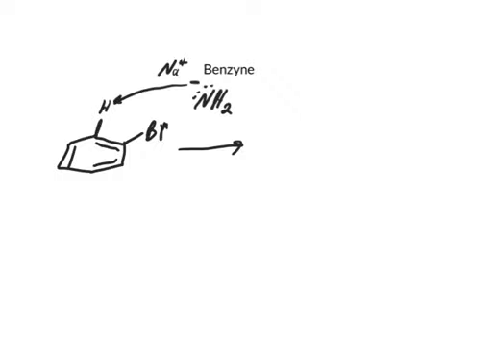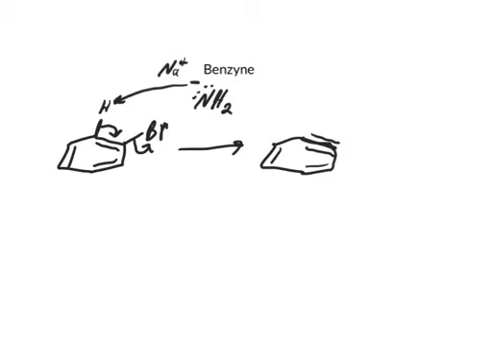What happens is we wind up doing this elimination of HBr to give the benzyne intermediate. So now you're looking at this and saying that's a triple bond in an aromatic ring that looks really funky, that looks really strained. It's really not a strained system.